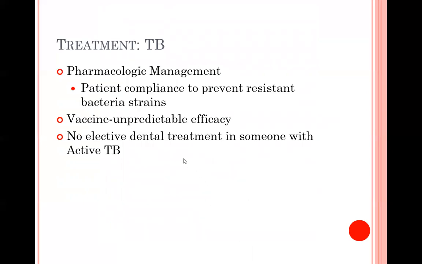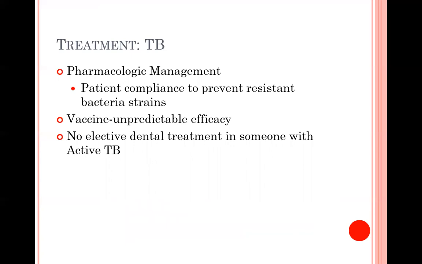So treatment, pharmacological management for tuberculosis: patient compliance is needed to prevent resistant strains of the bacteria. It's a very long course of treatment, and patients need to take it even though they very often start feeling better and don't think they need it. And so they don't want to finish their course of treatment, but it's important. There's a vaccine with unpredictable efficacy, so the vaccine's not really an option.